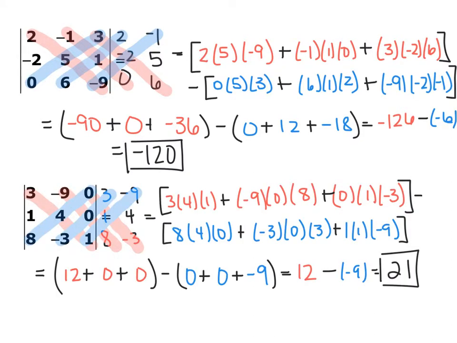So you should end up with 3 times 4 times 1 plus negative 9 times 0 times 8 plus 0 times 1 times negative 3 minus 8 times 4 times 0 plus negative 3 times 0 times 3 plus 1 times negative 9. What you'll find when you're taking determinants is you love when there's zeros in the matrix. So anything with a 0 ends up just being 0. So you end up with 12 minus a negative 9, which is 21.